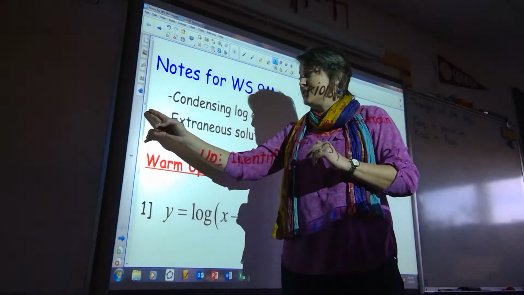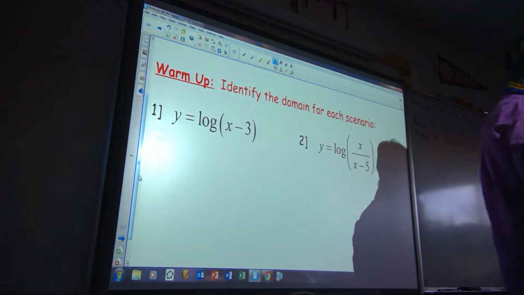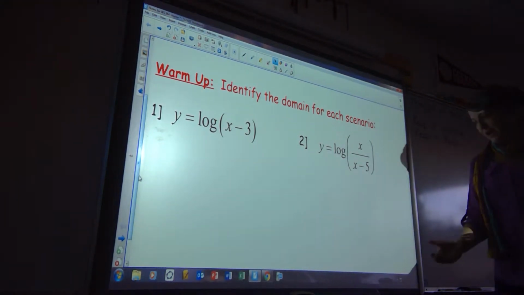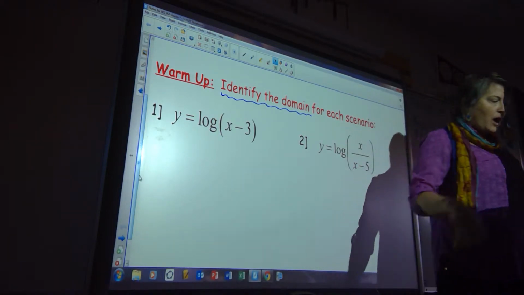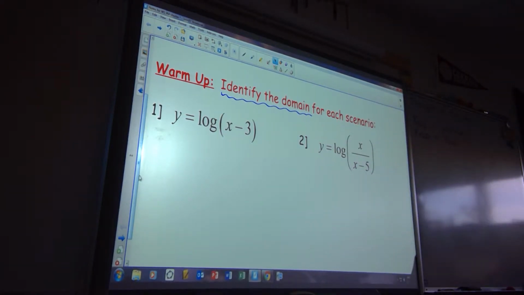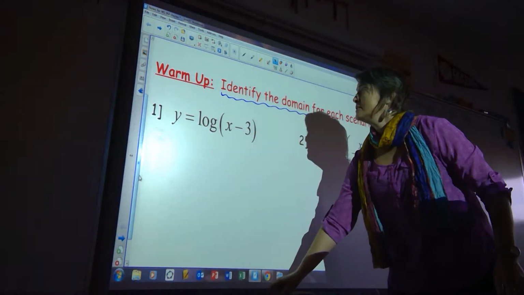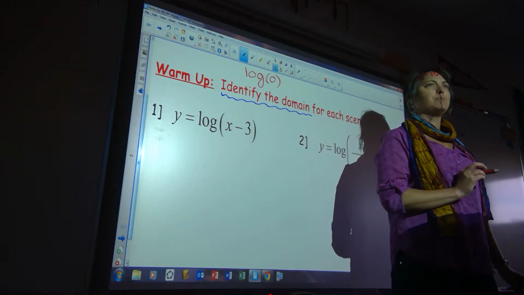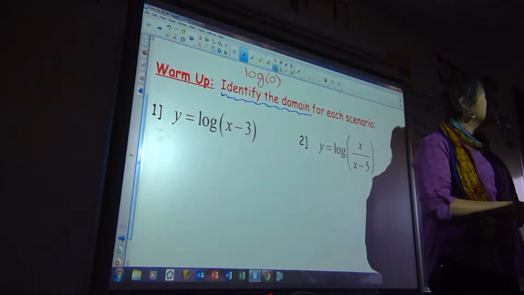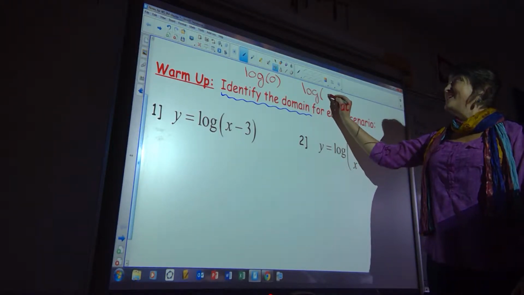Now, before we get into actually doing it, there's an important aspect of these problems that we have to talk about. And that is the idea of the domain. So I want you to think back to when we first learned what a logarithm was. We talked about the fact that you can't have a 0 in that position, right? It doesn't make any sense. What else can you not have in that position? A negative number.